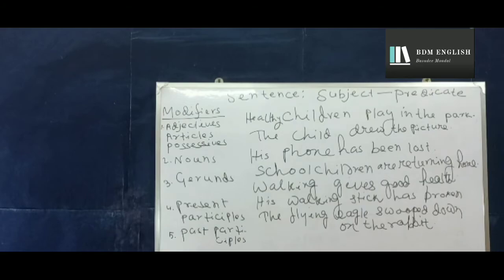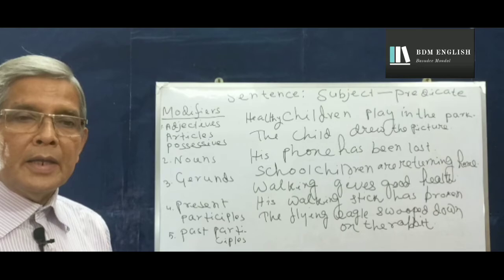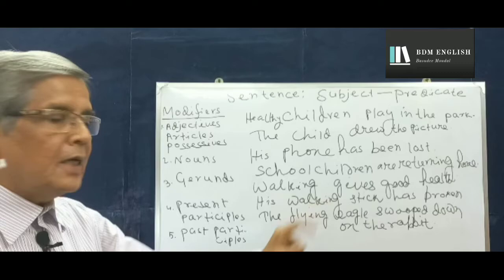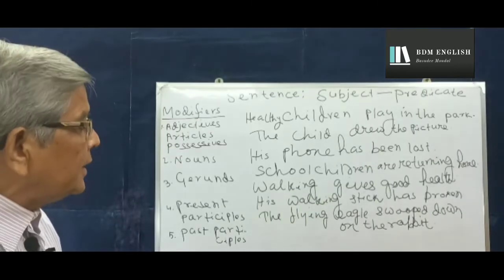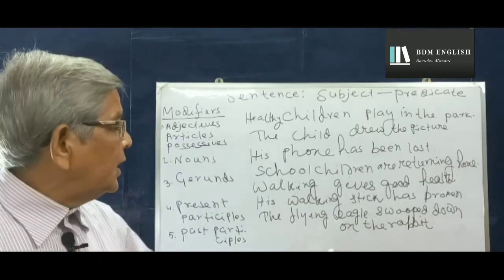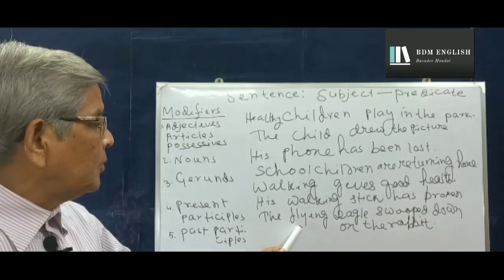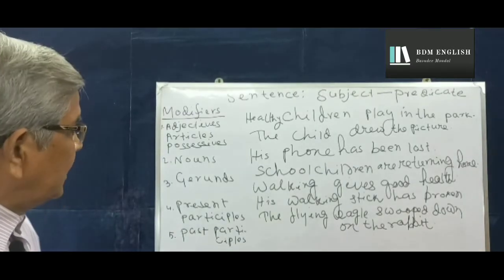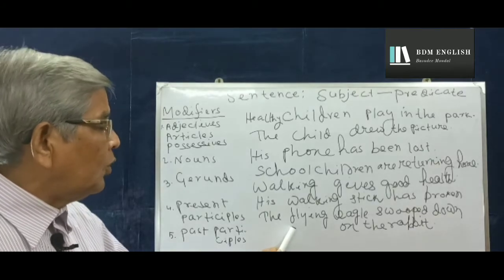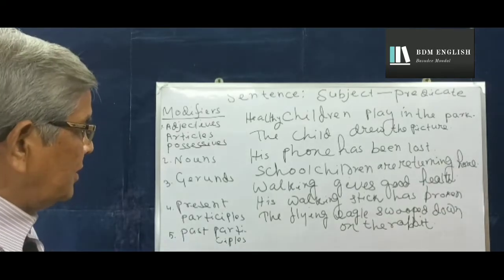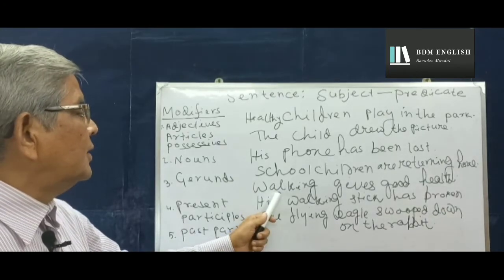The flying eagle swooped down on the rabbit. Yeah, the flying eagle means the eagle which was flying. Obviously, the act of flying was being performed by the eagle. So, the eagle is actually, in fact, the doer or agent of the verb to fly. The eagle was flying. So, to be used as a modifier, the present participle can modify only its own doer or agent. There is no such condition of a gerund.